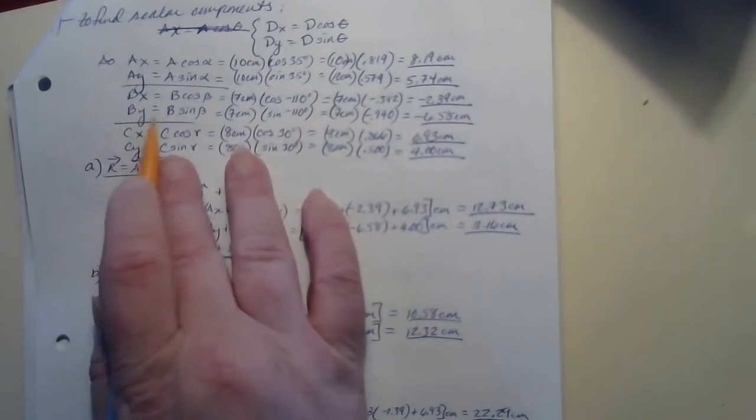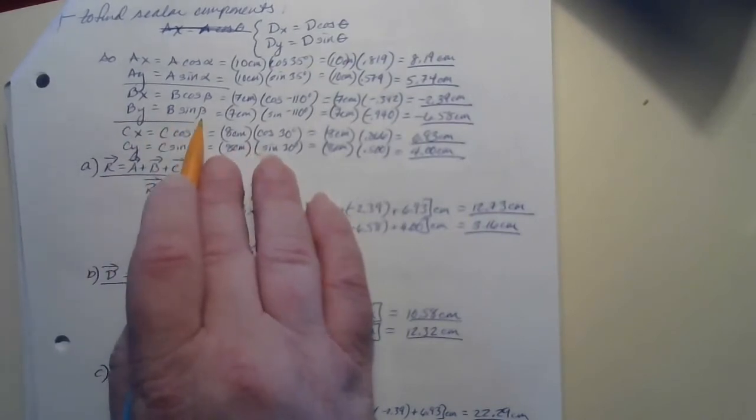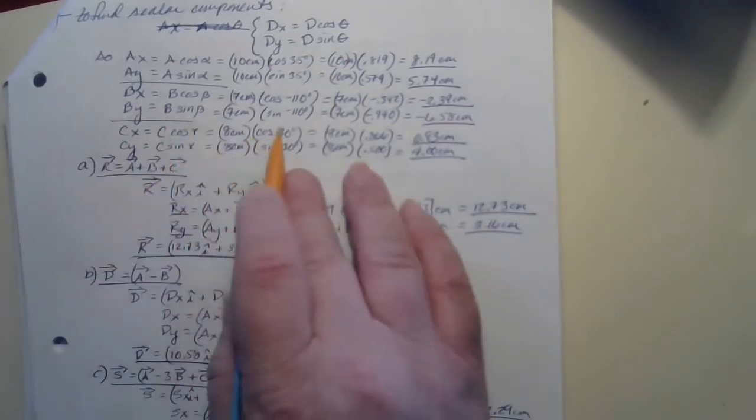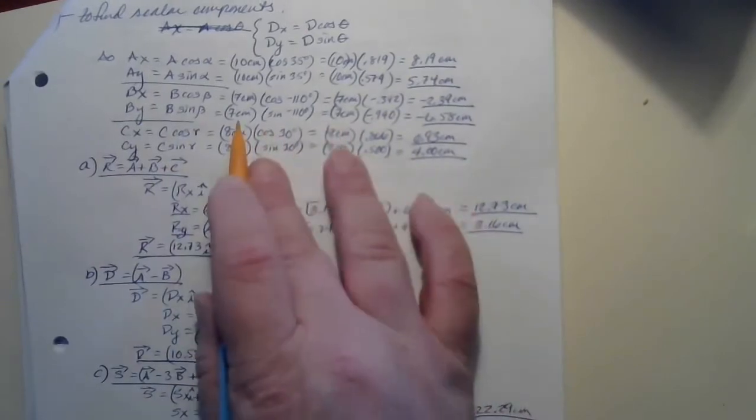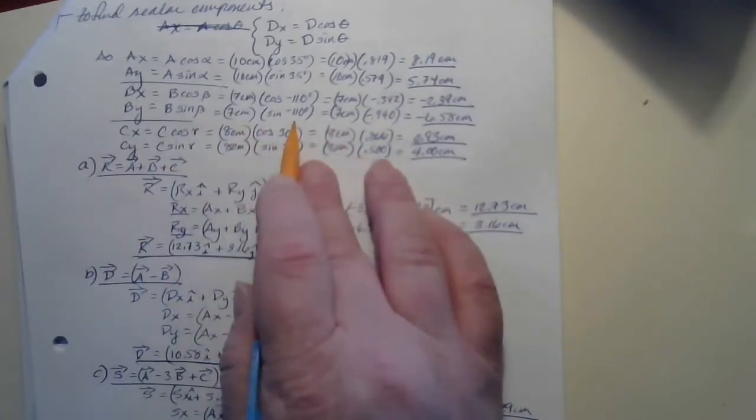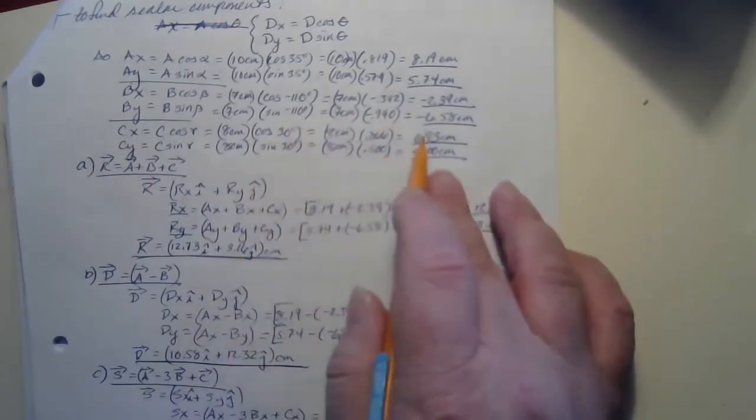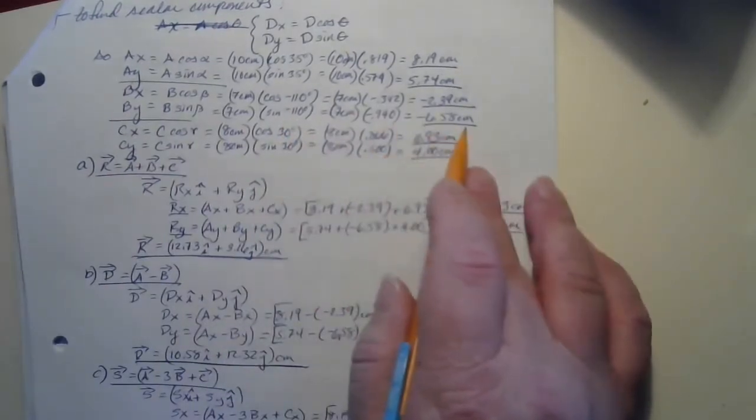The y component is going to be b sine angle beta. And so 7 centimeters times the sine of negative 110, or positive 250 if you prefer, is negative 6.58 centimeters.